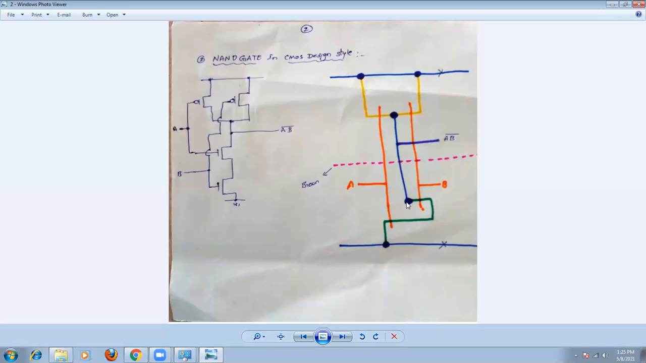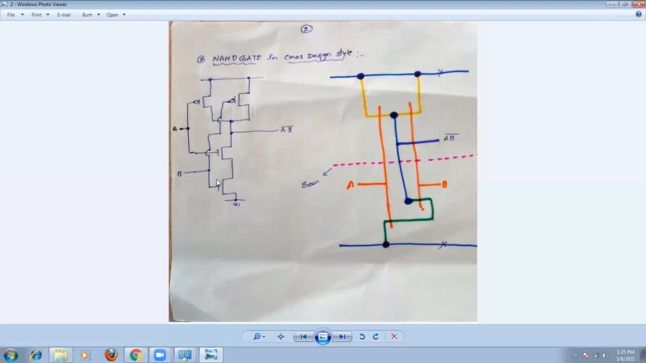This is the black color, this is also black color. Ordinary contact only. And take input B. It must cross here, otherwise no transistor will form. A transistor will form here, here also another transistor, and another transistor formation here. That is about the stick diagram.